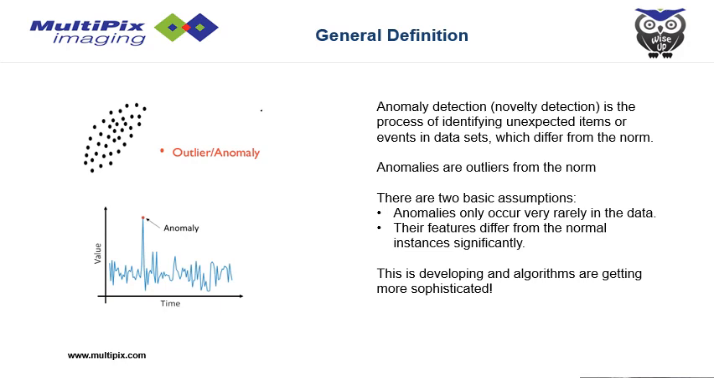One is that the anomalies occur rarely in the data, and the second assumption is that they do actually differ significantly from what you expect. So they're relatively straightforward to pick up. But it is developing, and it's developing a lot as algorithms are getting more sophisticated.